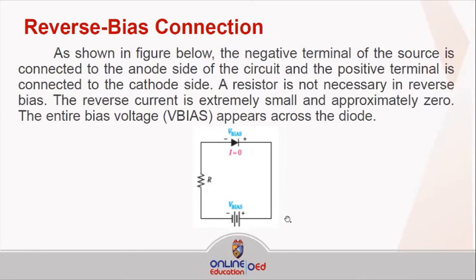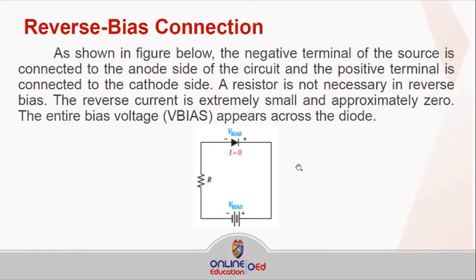Okay, sa reverse bias naman is kabaliktaran naman sa forward bias. Sa reverse bias, as shown in the figure below, yung negative terminal of the source, this one, is connected to the anode. Okay, dun sa positive side, and the positive terminal is connected to the cathode side. Okay?